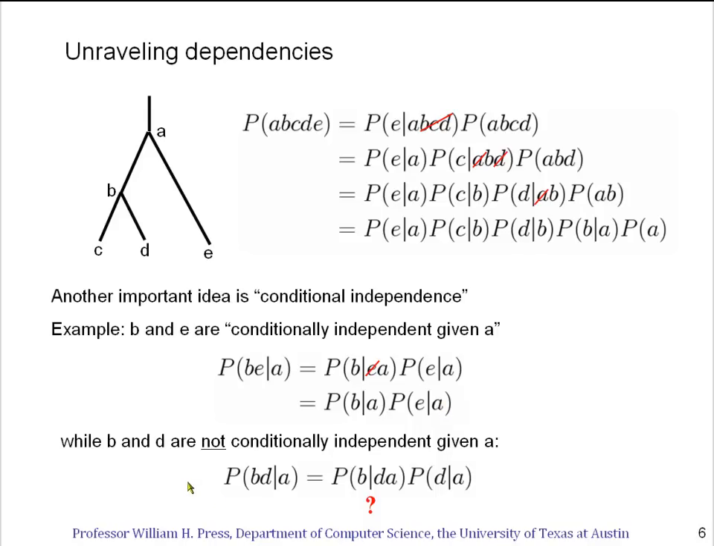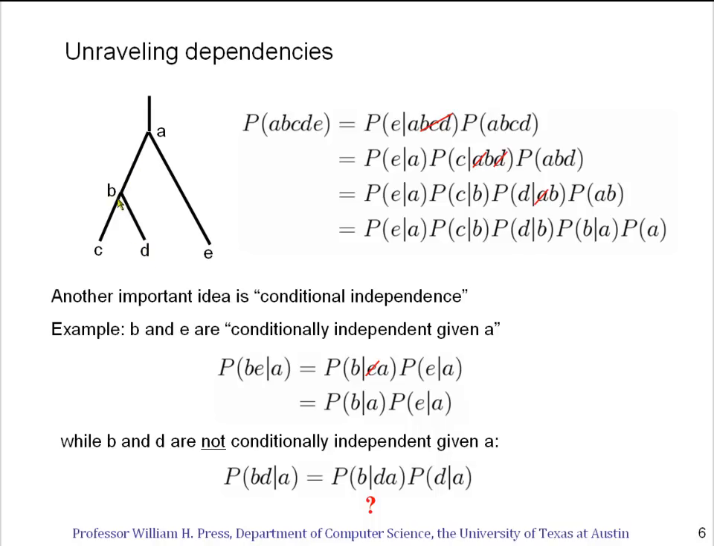Not everything is conditionally independent. So for example, B and D are not conditionally independent given A. Let's see why. The probability of BD given A is the probability of B given D and A times the probability of D given A. That's just laws of probability. But now there's nothing we can do with this. The probability of B given A and D, there's no simplification of that because A and D are both on the causal line of B.